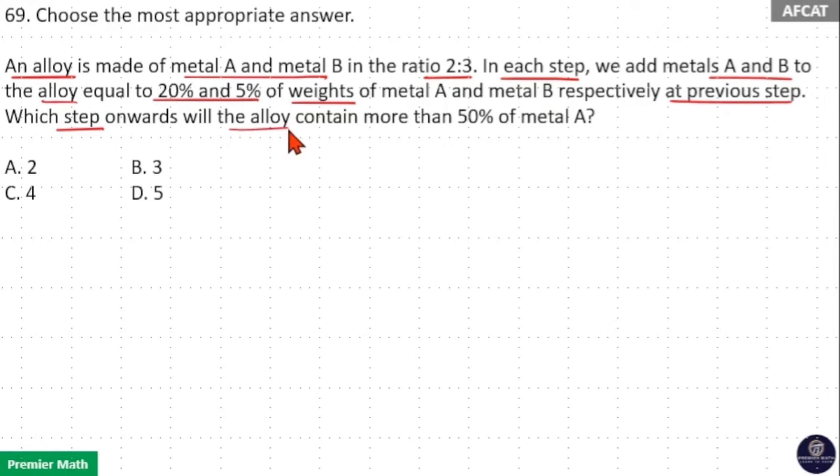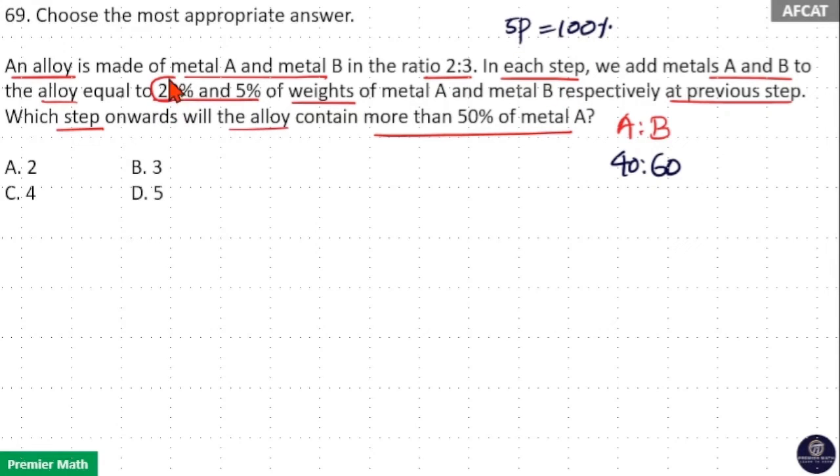Which step onwards will the alloy contain more than 50% of metal A? Here A and B is in the ratio 2:3, which means A is 40% and B is 60%. Because 2 plus 3 is 5 parts, 5 parts is 100%, which means 1 part is 20%.